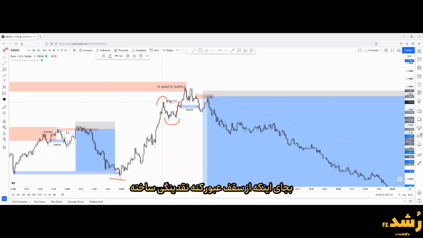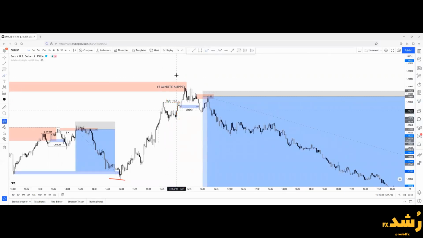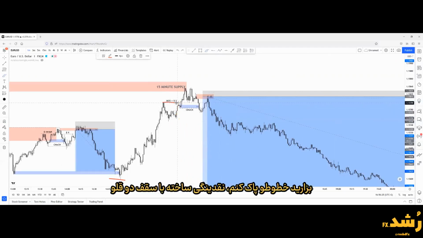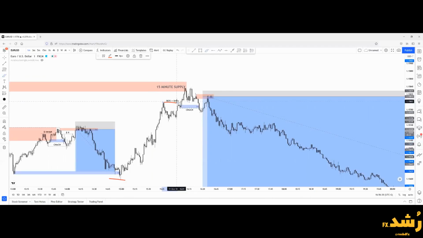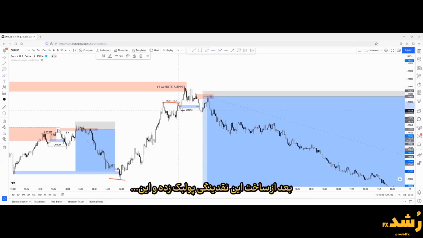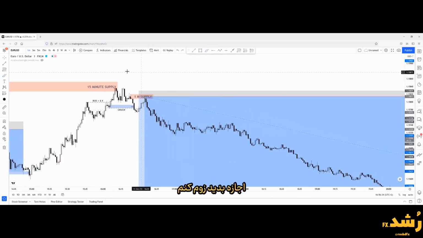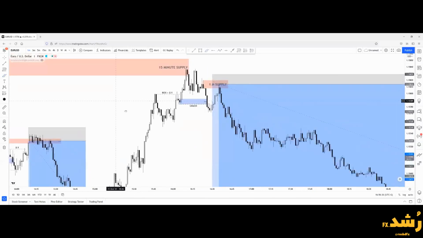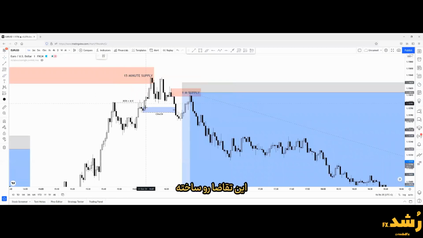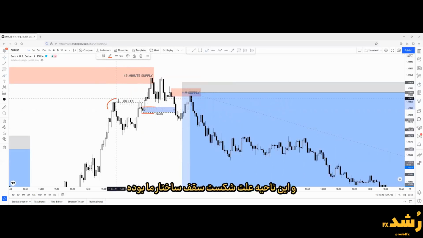Instead of taking out the high, it created liquidity. Let me just clear that. It created liquidity, double top. After the liquidity, it pulled back and created this. Let me just zoom real quick. Created this demand zone that caused the last recent structural high to be broken, right? This demand zone right here caused the break.